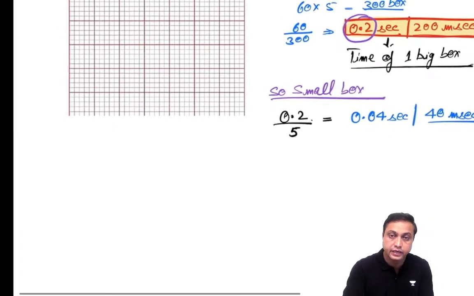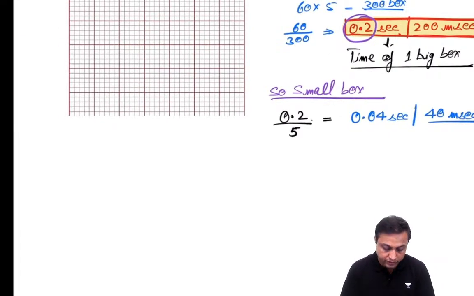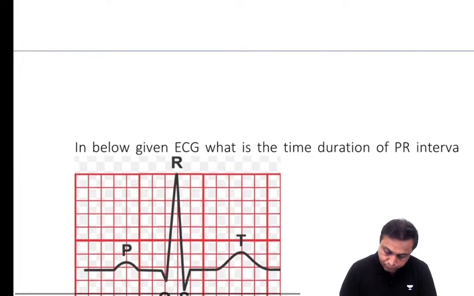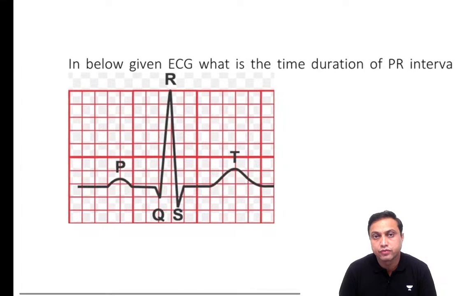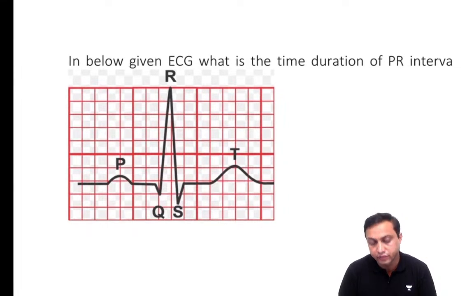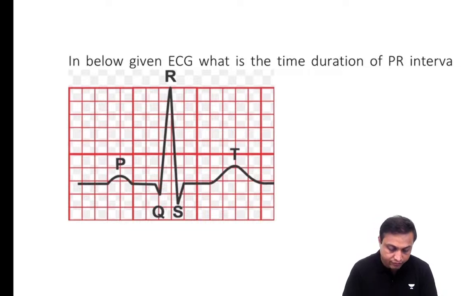I hope I am clear. If there are any queries, any questions, please do let me know. Okay. Right? Okay. Guys, I do have a question. In the below given ECG, what is the time duration of the PR interval? Haanji, can you please tell me what is the time duration of this PR interval?